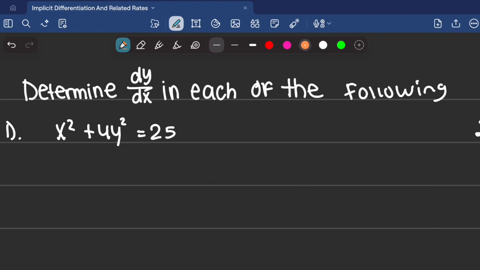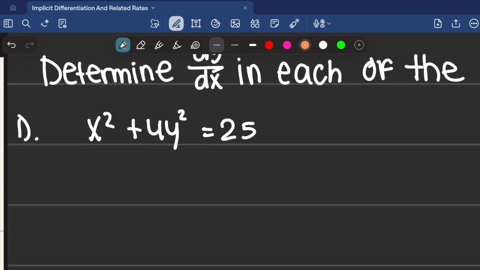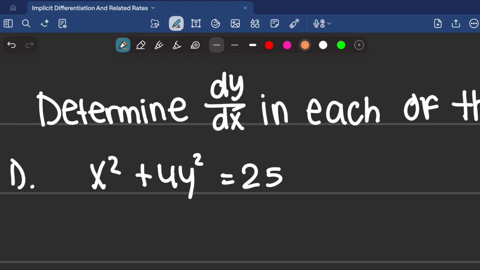Hello everyone, and today we're going to be looking at implicit differentiation and how to solve some basic implicit differentiation problems. So starting with number 1, we are asked to determine dy over dx in each of the following. So the first problem we have is x squared plus 4y squared equals 25.